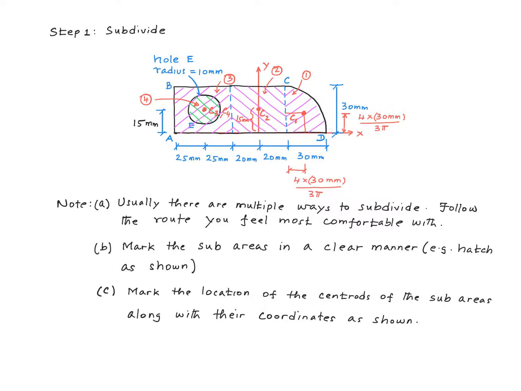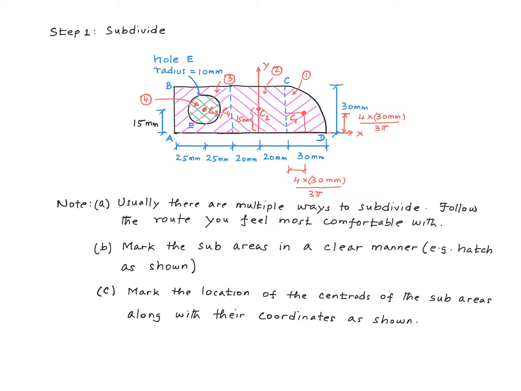C2 here is the centroid of this middle rectangle, and due to symmetry of this rectangle about this y-axis, we know the centroid lies on that line of symmetry. So C2 is on the y-axis. The distance along the y-axis from the x-axis is 50 millimeters, which is half of the height of this rectangle. The circle here lies exactly in the middle of this rectangle, and there are two lines of symmetry for both the rectangle and the circle, and therefore C3 and C4 lie in the middle of that circle.